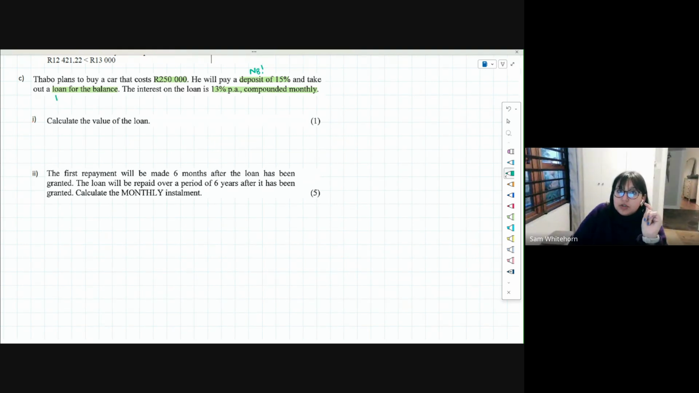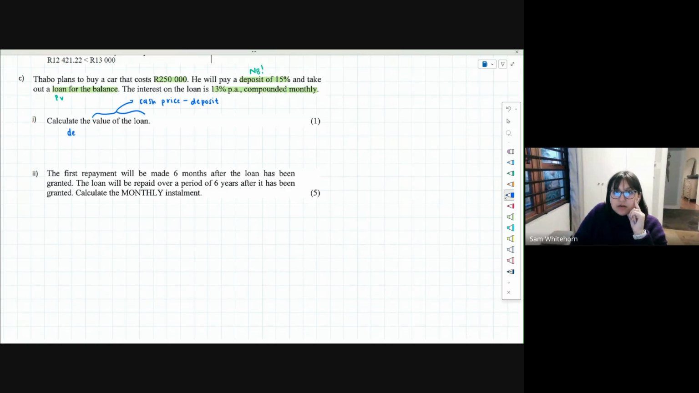Second thing, this is a loan, so we're going to be working with present value. Now, this was quite a nice question in the sense that it led us into what we needed to find. So the first question said calculate the value of the loan. So when we're talking about the value of the loan in this context, what we want to do is take the cash price, which is the 250,000 Rand, and deduct that deposit. We want to deduct that deposit because we have paid the deposit. We cannot be charged interest on that 15% of 250,000 Rand. So that's what we need to do.